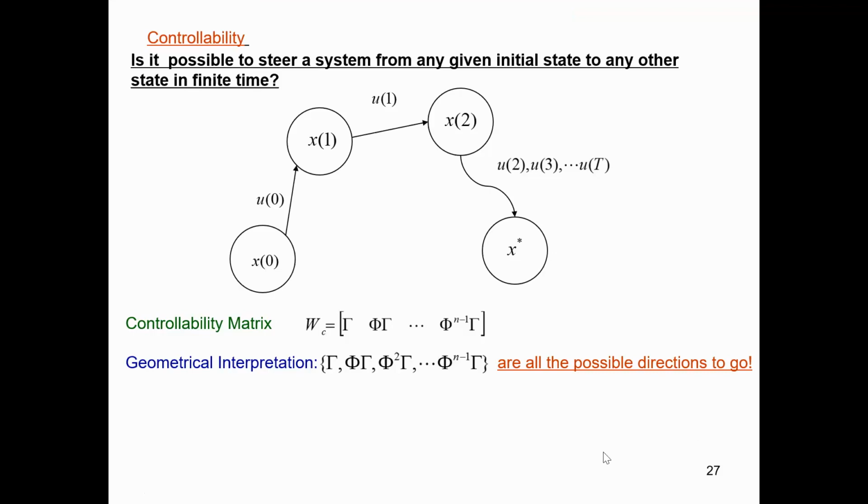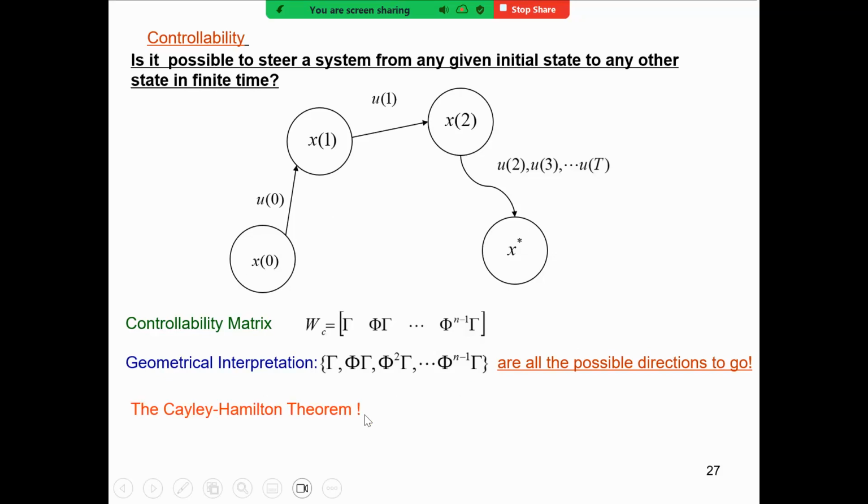So we'll prove that. And then we say the geometric interpretation of this matrix, right, is that they are all the possible directions to go in the state space. It has n directions, right? You can go in n independent directions in the n-dimensional space. You can go anywhere easily, right? From that point of view, that will help you to understand this condition.